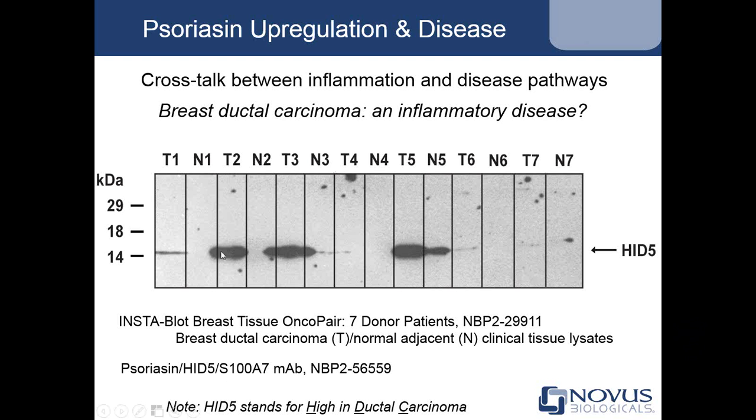Now, in probing 7 different pairs of patients' tumor and normal adjacent tissues, we can see a clear pattern emerging here in that we see a detectable level of psoriasin in many of the tumors. However, when we look at the normal adjacent, we see a lack of psoriasin expression. So by using 7 different patient donors, you can see that there's a variable expression in these patient donors.